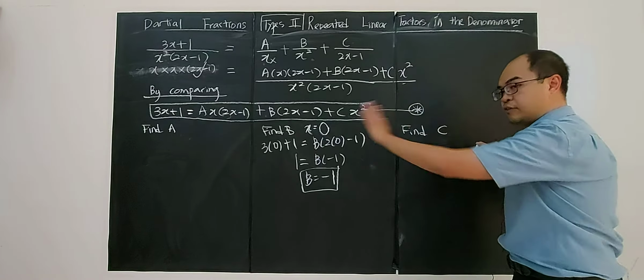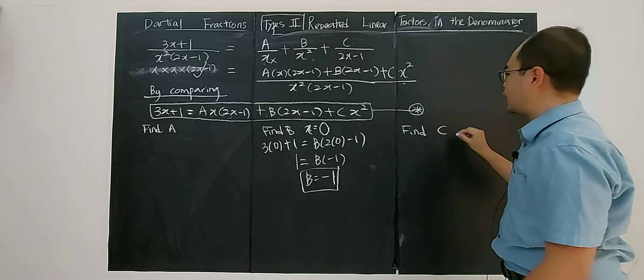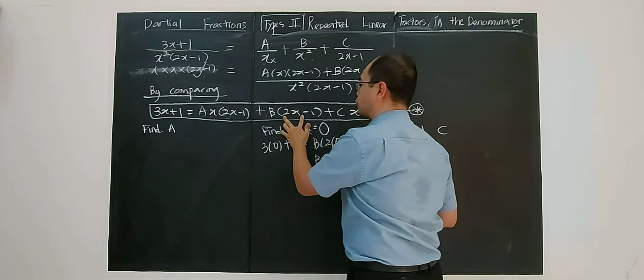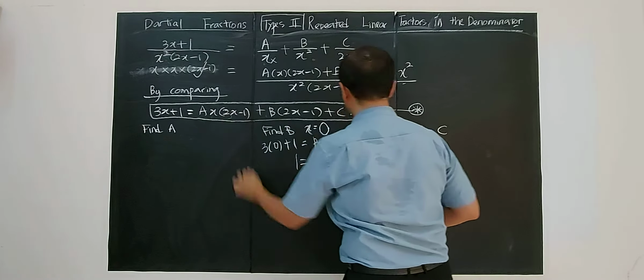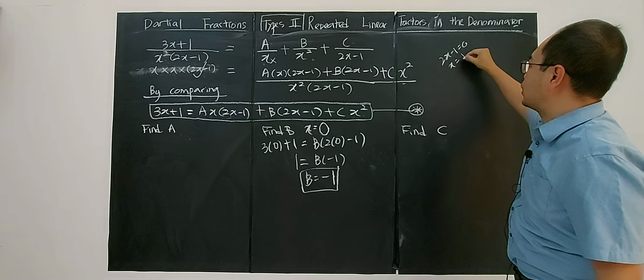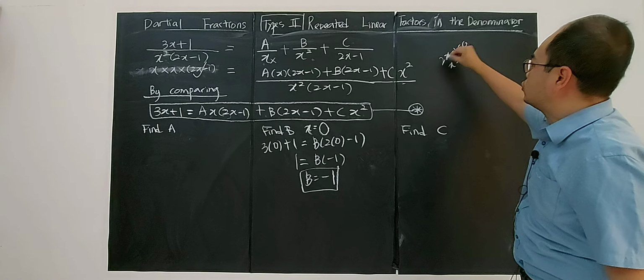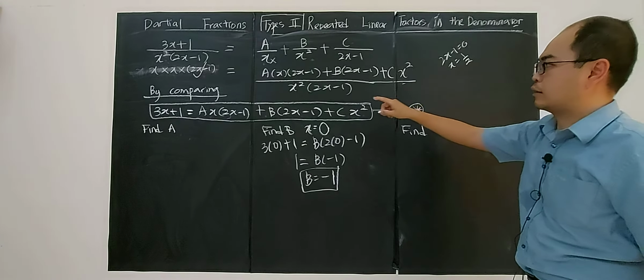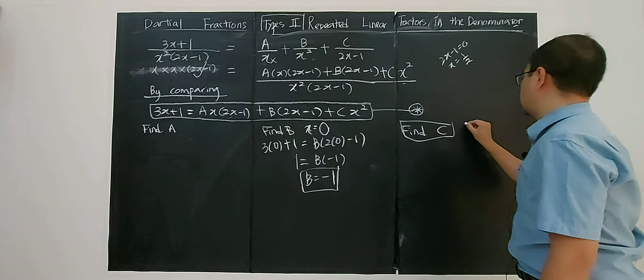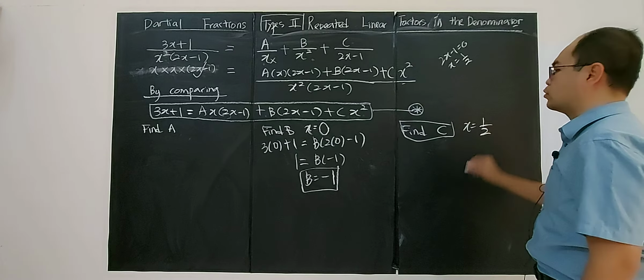And now leave a first, find c first. So to find c, you only have x squared. But here you have 2x minus 1 and 2x minus 1, right? You know that 2x minus 1 equals 0 when x is 1 over 2. When x is 1 over 2, this will become 0. So you substitute x equals 1 over 2. Very easy, right?